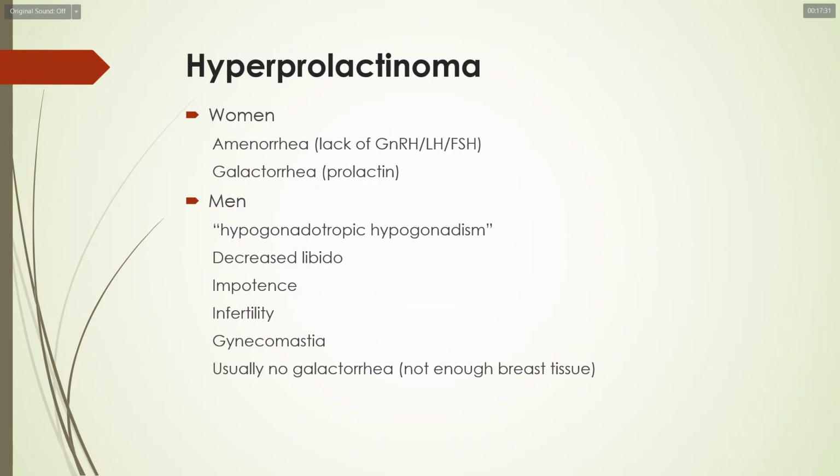And the signs and symptoms of hyperprolactinemia in women are amenorrhea because of the lack of GnRH, LH, and FSH, and galactorrhea, which is a milky nipple discharge unrelated to the normal milk production in breastfeeding. And in men, we see hypogonadism, decreased libido, impotence, infertility, gynecomastia, but we do not usually see galactorrhea because there is not enough breast tissue. Next.